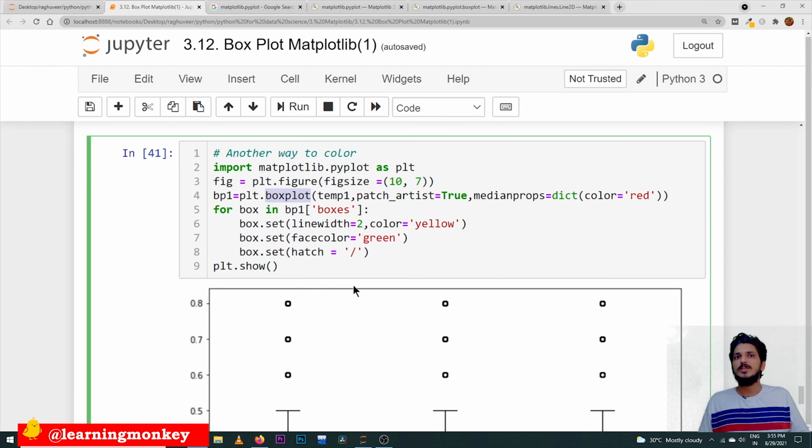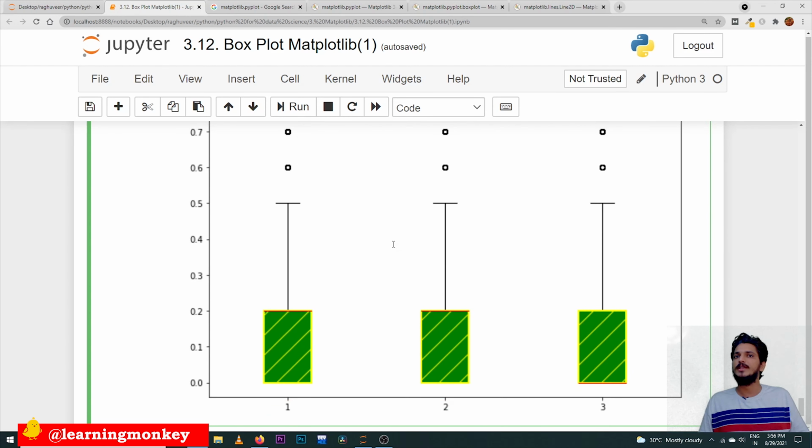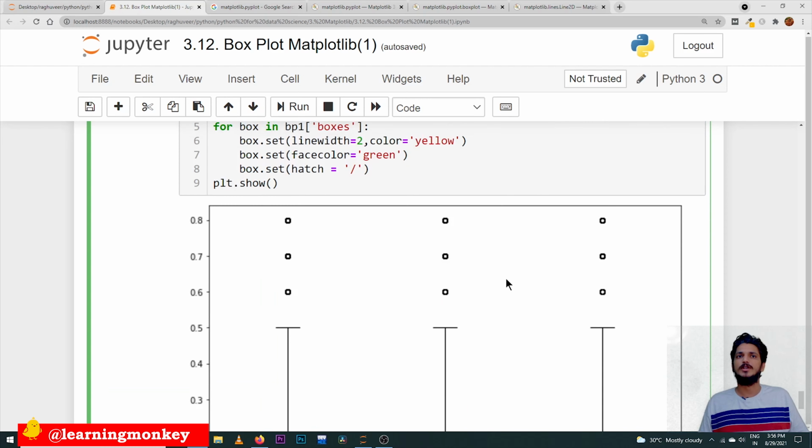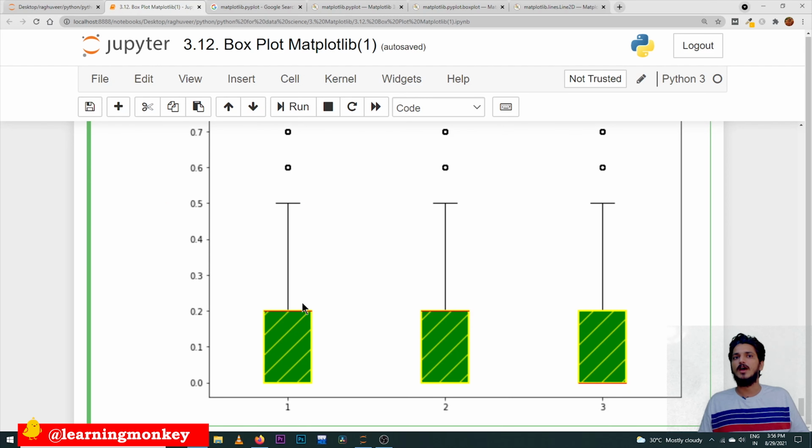Like that you can consider. Here in this example, we are considering only boxes. If you want to consider the medians, you can consider the medians. If you want to consider the whiskers, caps, flyers, all these things can be considered. We can give different colors and attributes, different values, line width, all these things. Okay, hatch equal to slash. That's why we got the lines like this.